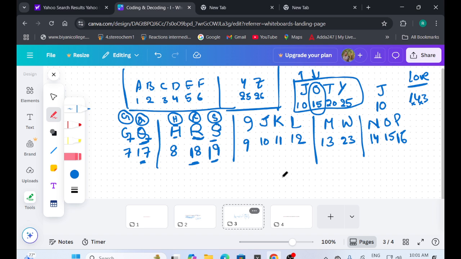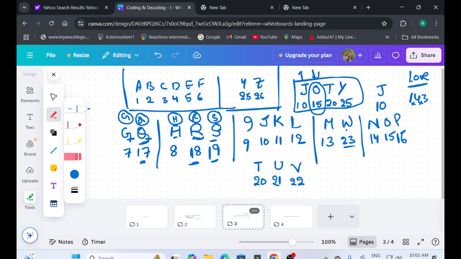The IPL matches are T20 matches, right? T is 20. Now, U is unique. Unique means 1, so U is 21. V has got 2 lines, this is 22. W we have already discussed, W is 23.